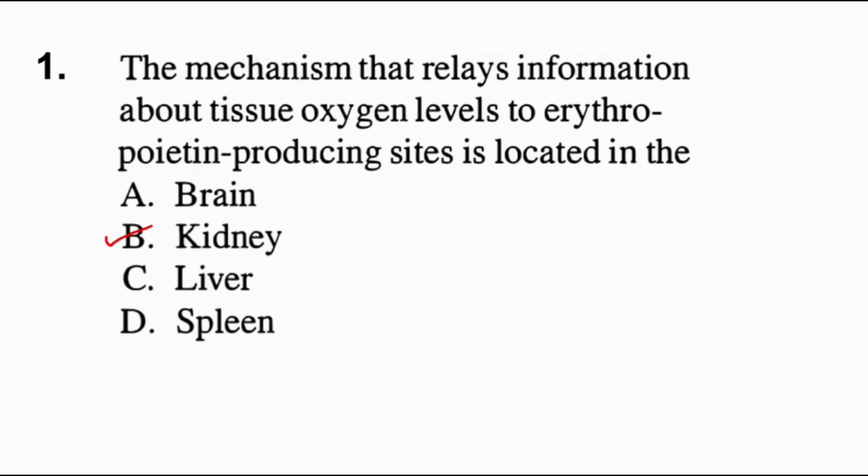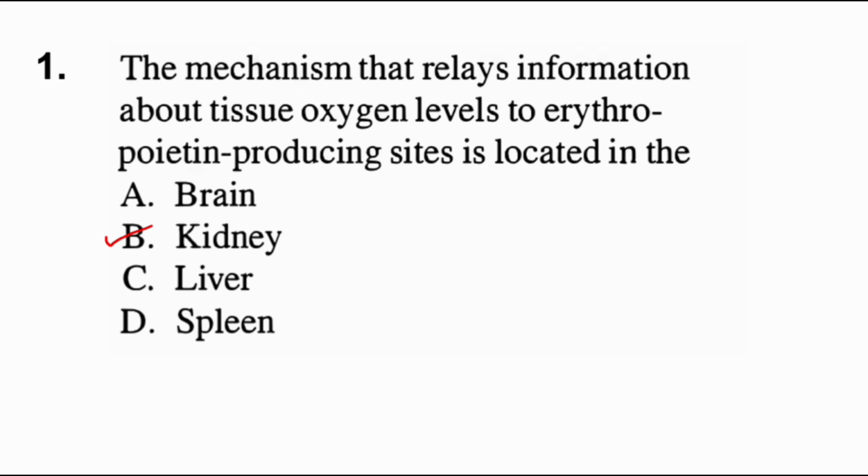B, kidney. Our body regulates the production of red blood cells, erythropoiesis, to ensure we have enough oxygen carrying capacity. The primary hormone that stimulates this process is called erythropoietin or EPO. The body needs a sensor to detect low oxygen levels to know when to release more EPO. In adults, the kidneys are the primary sites for both sensing hypoxia and producing EPO.